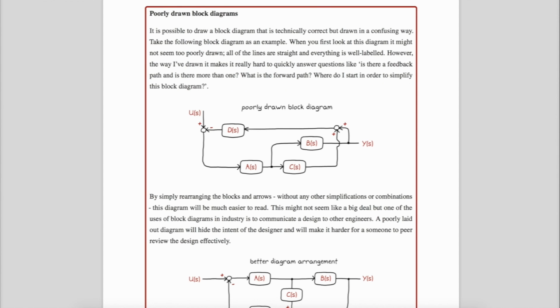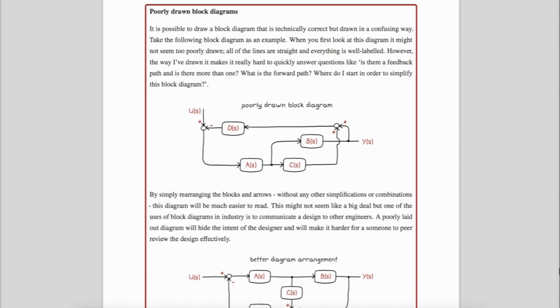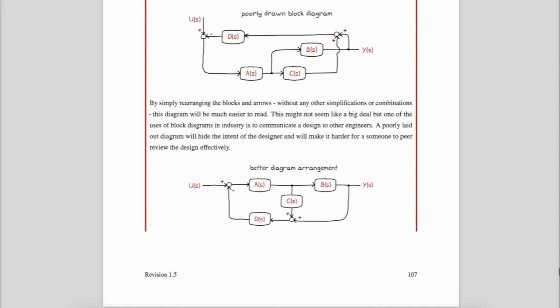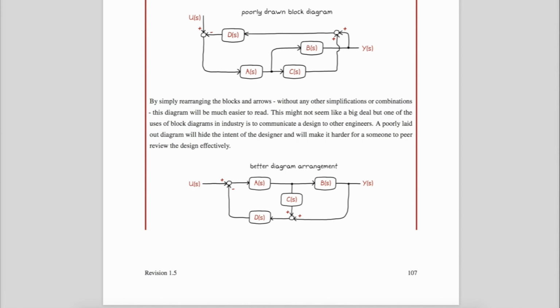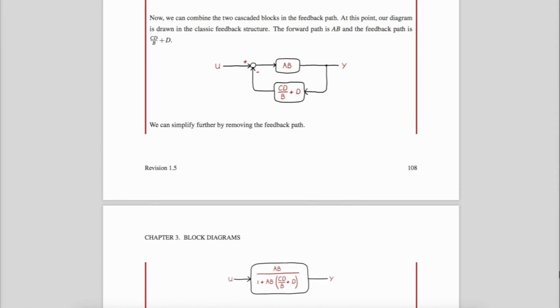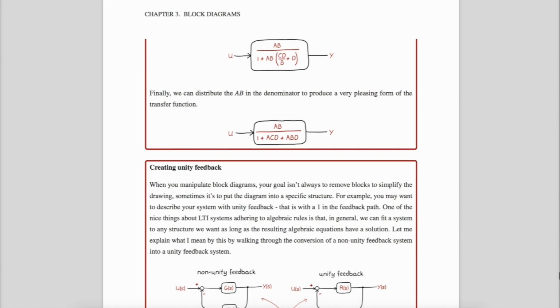correct, but really hard to read and understand. In this drawing, you can't easily tell how many feedback loops there are or what the feed-forward path is. By simply rearranging the blocks and arrows, you can make this much simpler to read. From here, we can easily find our system transfer function using our algebra rules.